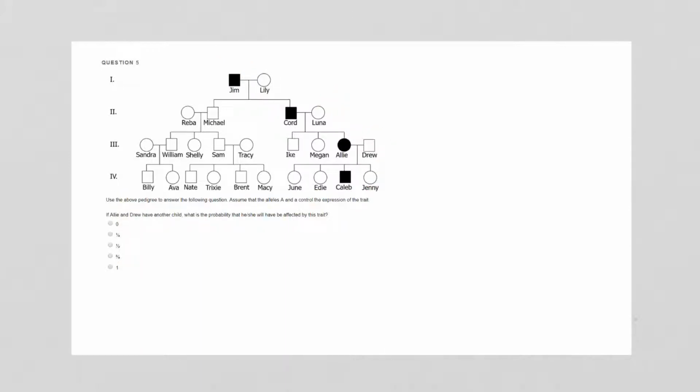On question 5, we want to know about Allie and Drew and the probability that if they have another child, that child's going to be affected. Okay, so Allie is heterozygous. Drew is little a. Keeping that in mind, if we draw the Punnett square for these two, this would be my combinations. This is the Punnett square.